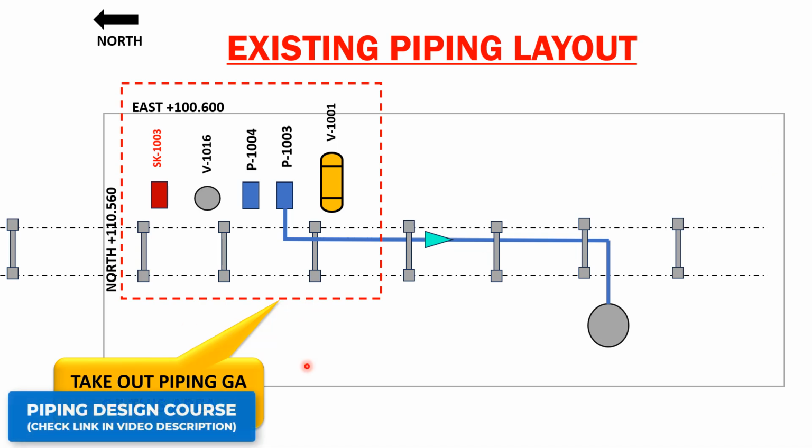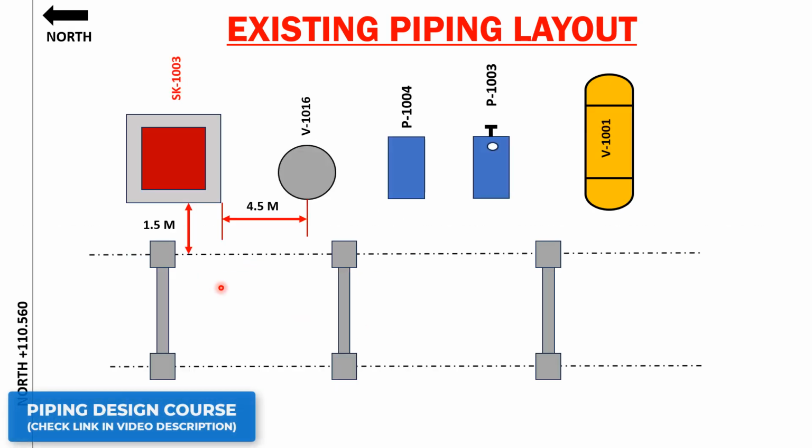So now we are going to extract the piping GA for this particular area alone, because this is where we are working. You can pull out the areas with respect to the north and east coordinates as well. Now imagine that this is the piping GA that we have extracted.